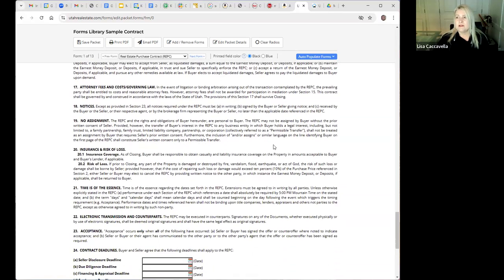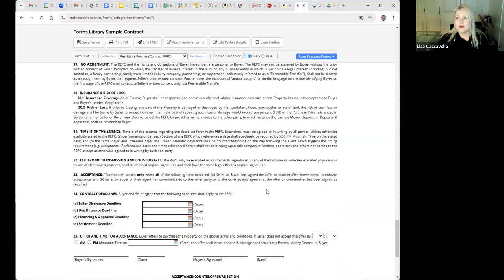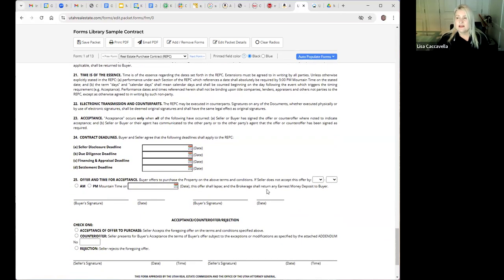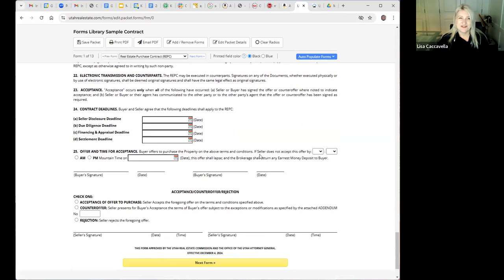Again, be very, very clear on all the verbiage throughout the contract so that you can explain it to your client and make sure that they understand what they are signing, because there's nothing worse than somebody who's angry at you because they didn't understand what they were signing.